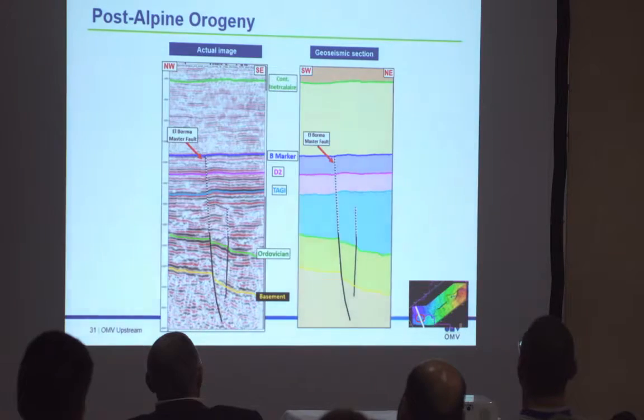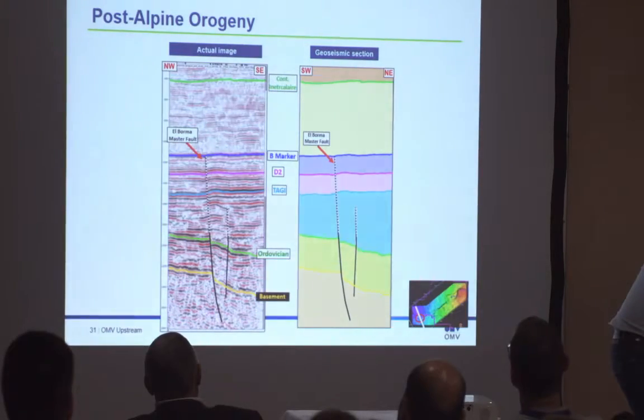The post-Alpine orogeny has accentuated the pre-existing structure, and we can clearly see this shortening and this robust structure at the Taggy, the shallowest marker.